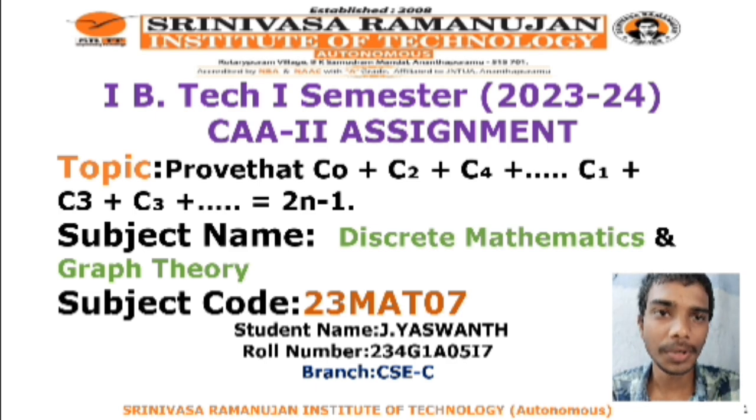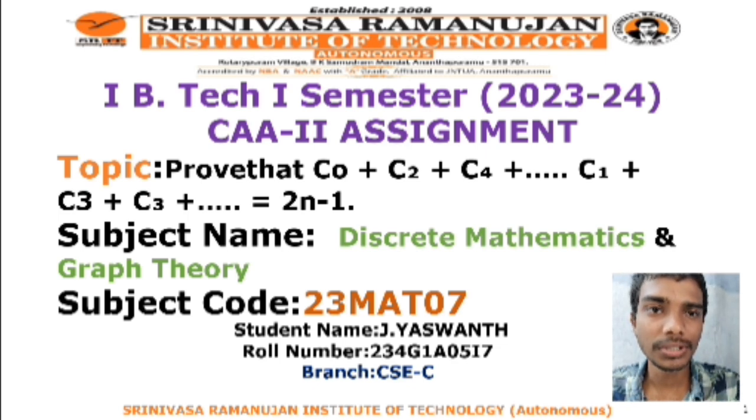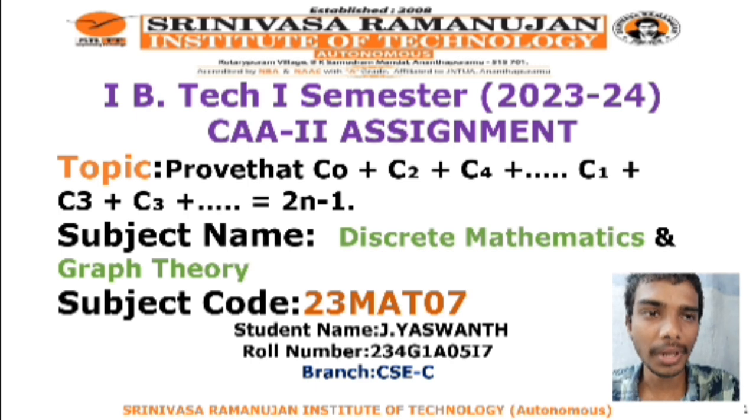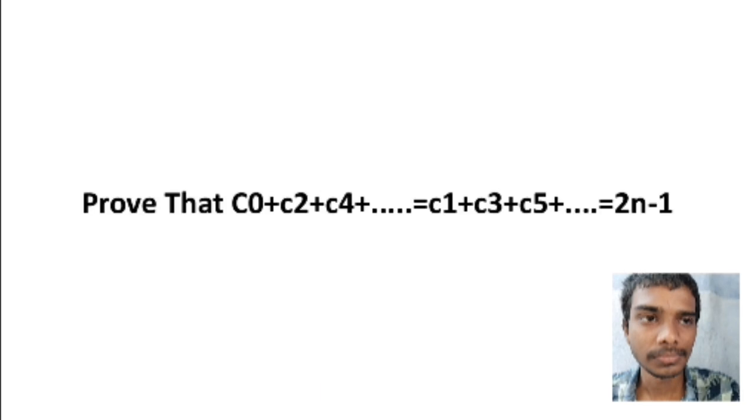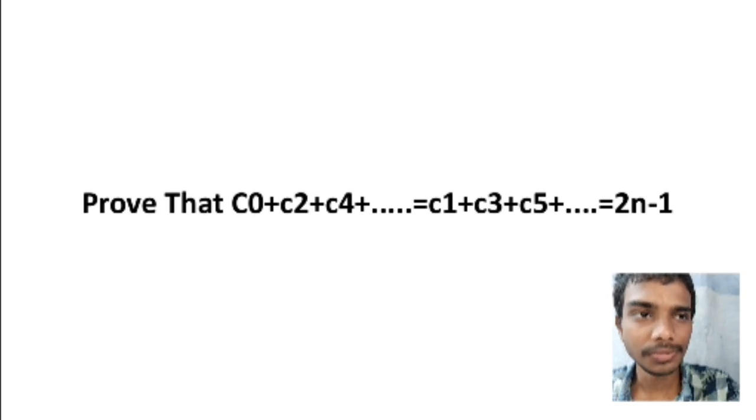234G1A05Y7. Our topic is: prove that C0 + C2 + C4 + so on is equal to C1 + C3 + C5 + so on, which is equal to 2 power n minus 1. Subject name: Discrete Mathematics and Graph Theory. Subject code: 23 MATH 07. Prove that C0 + C2 + C4 + so on is equal to C1 + C3 + C5 + so on, which is equal to 2 power n minus 1.